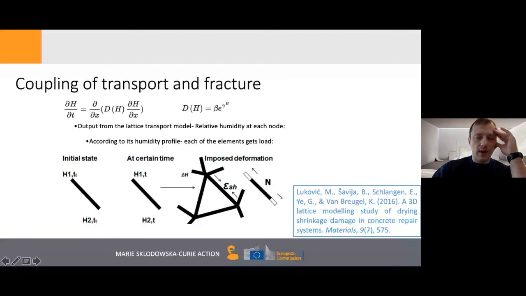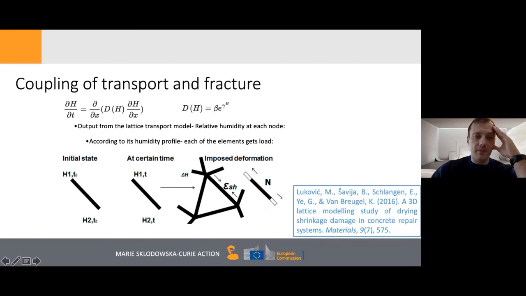So just quickly, because Claudia will go into more detail, we have again a diffusion type of equation, a bit more complex in this case than in case of chloride transport, because our diffusion coefficient here, for moisture, for relative humidity, is dependent on the relative humidity. So it's not a linear function.